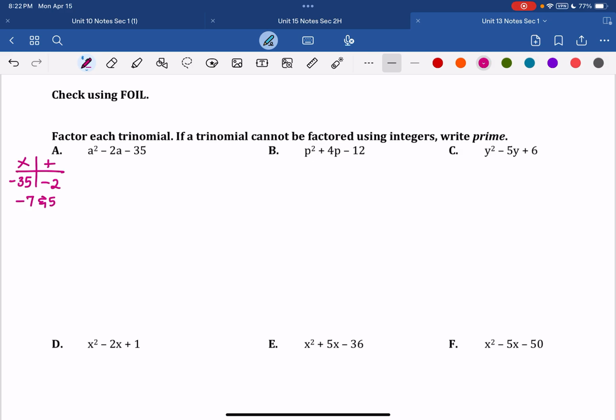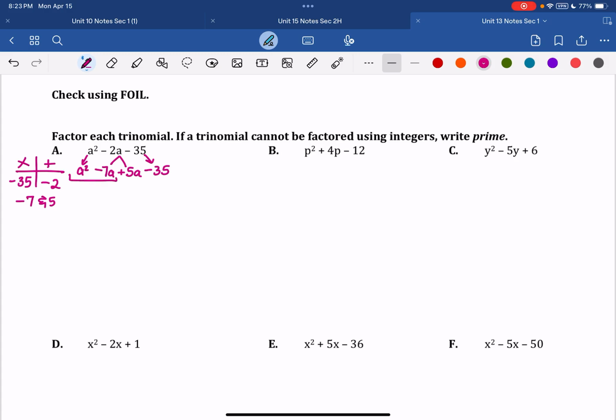Now we're going to take our middle term and split it into two parts: negative 7a plus 5a. Negative 7a plus 5a is negative 2a, so we haven't changed anything. Then that comes down and that comes down, so we get a squared and minus 35. Now we have something we recognize that we can factor by grouping.